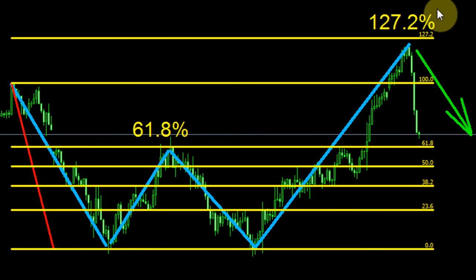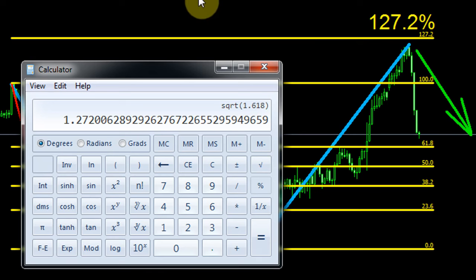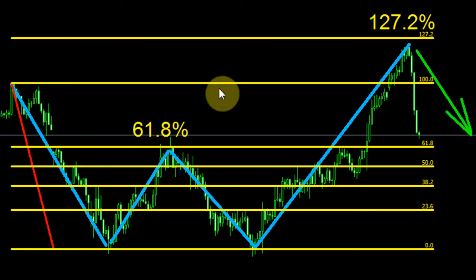So how do we get 127.2 from the Fibonacci ratio? Well, if we bring up the calculator and type in 1.618 and take the square root of that, you'll see that the square root of 1.618 is actually exactly 1.272. And that again is not a coincidence. That is where all the mystery comes in. Nobody actually knows why markets move like that. Why is it exactly 61.8% here, and why is it exactly 127.2% here?